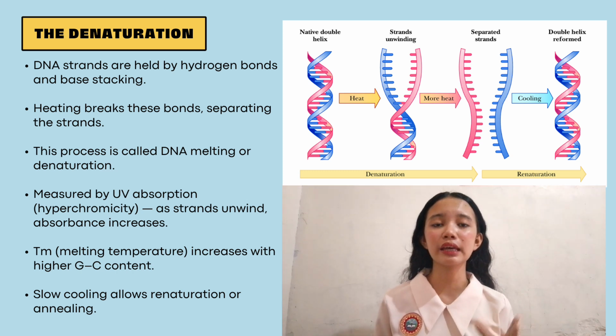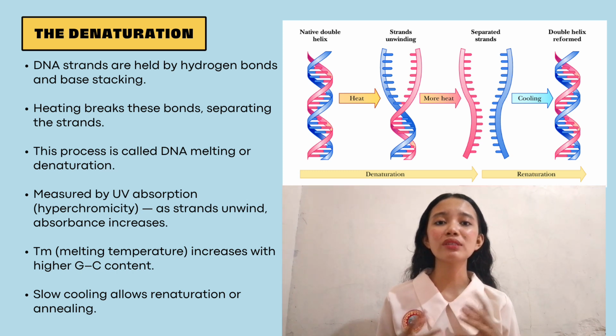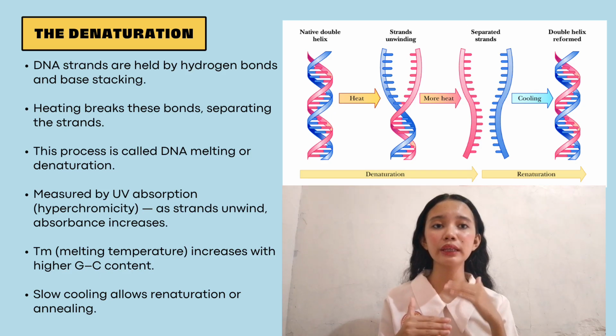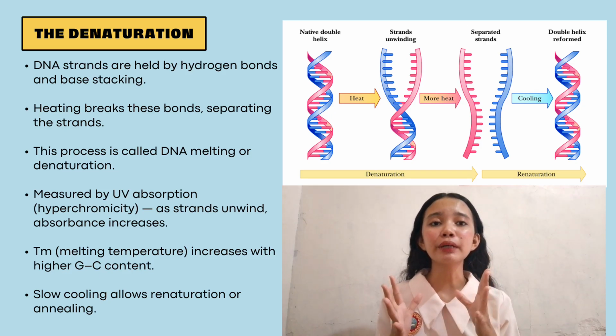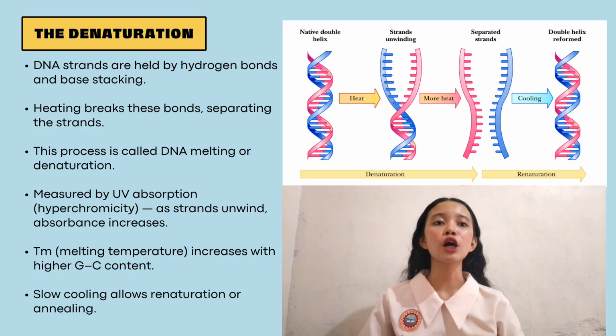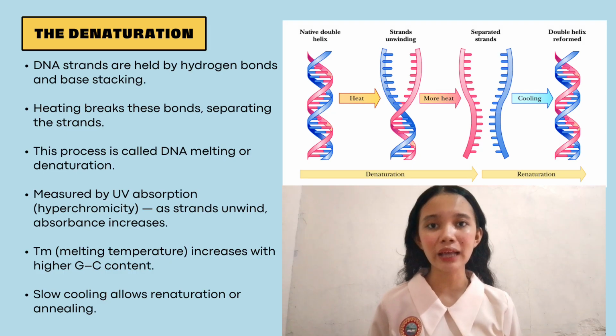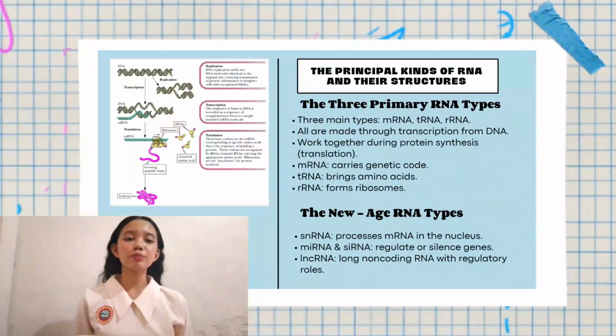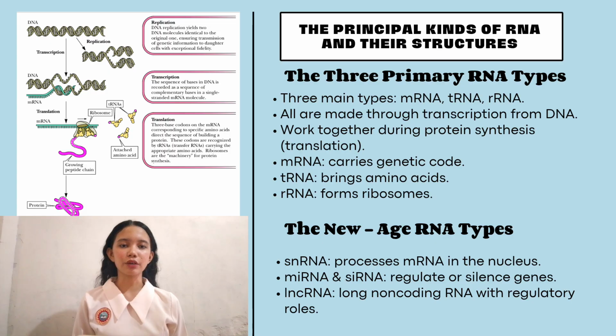This process is reversible. When we say reversible, ibig sabihin, kapag na-pull na yung DNA, the separated strands can rejoin with their complementary bases to reform the double helix. The process is known as renaturation or annealing. Let's proceed to the principal kinds of RNA and their structures.